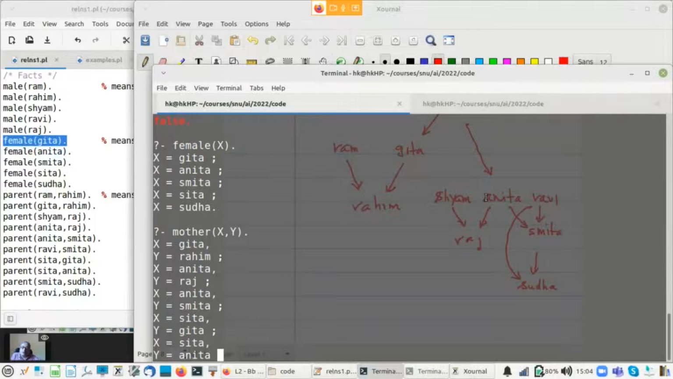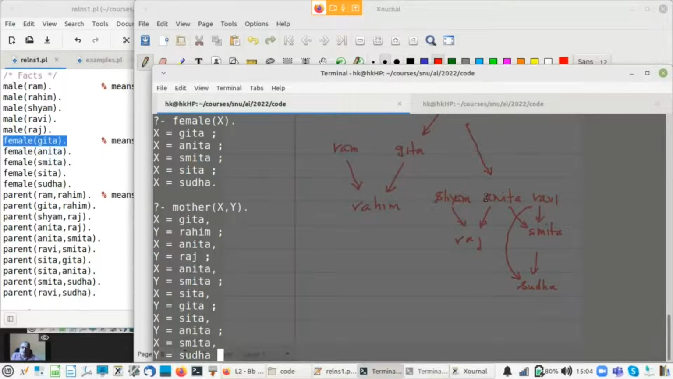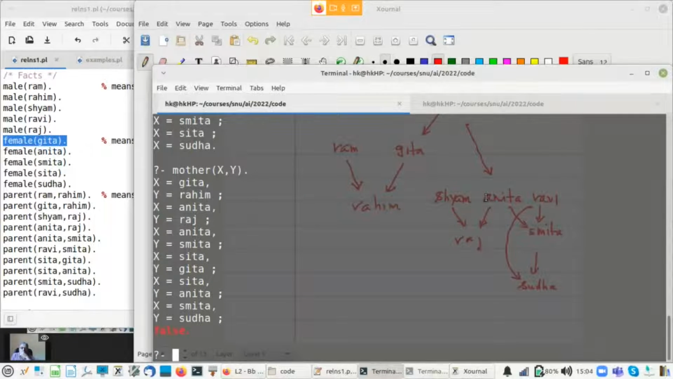Okay, so Sita Gita, then we have Sita Anita, we have Smita and Sudha. I guess that's all. Yeah. So then it's done, right? So you can see this. So similarly, you can try to check, for example, step. What do we have here? Well, just let's try step sibling.